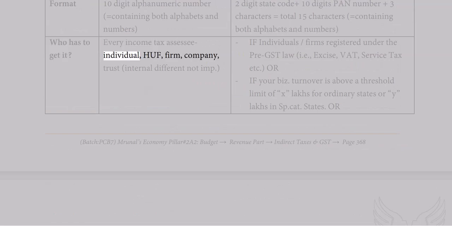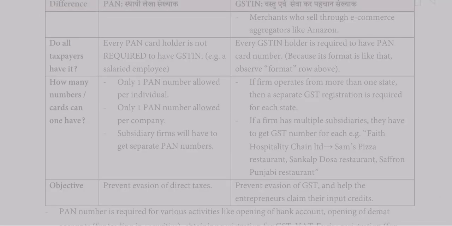Every income tax assessee: individual, HUF, firm, company, trust. For GSTIN, it is different. Individuals or firms registered under the pre-GST law, that is excise, VAT, service tax, etc. Or if your business turnover is above a threshold limit of X lakhs for ordinary states, or Y lakhs in special category states. Or merchants who sell through e-commerce aggregators like Amazon.